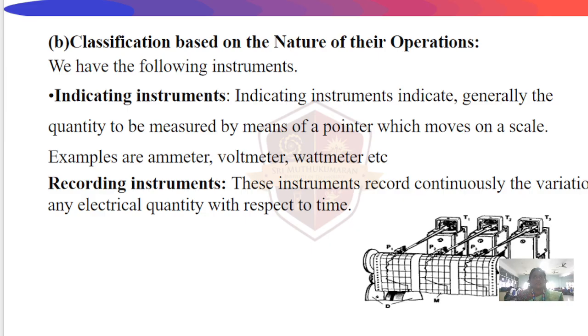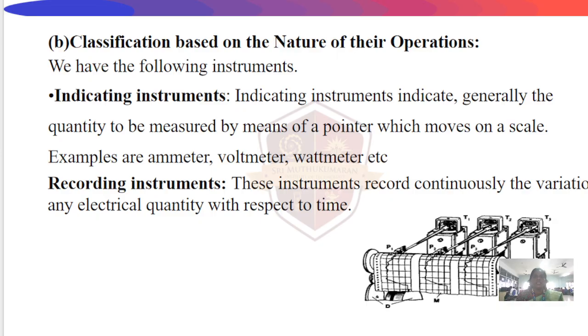Now, we classify instruments based on how they operate. First, indicating instruments. These instruments show the instantaneous value using a pointer moving over a scale. For example, ammeter and voltmeter.